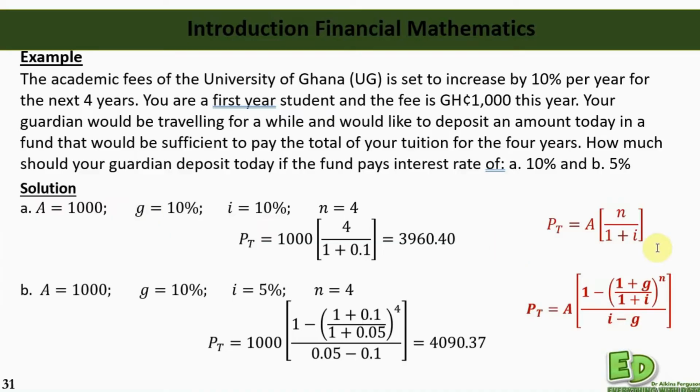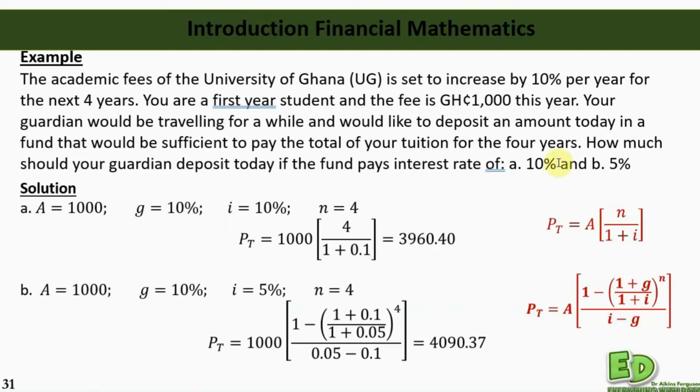So we use the first formula, which is saying that it is the annual or the equal payment in brackets, N over 1 plus I. So the equal amount or the annuity is A, N is 4, 1 plus interest, which is 10%, 0.1. That will give you 3,960.40 as the amount that your guardian should be depositing in the fund at that interest rate.